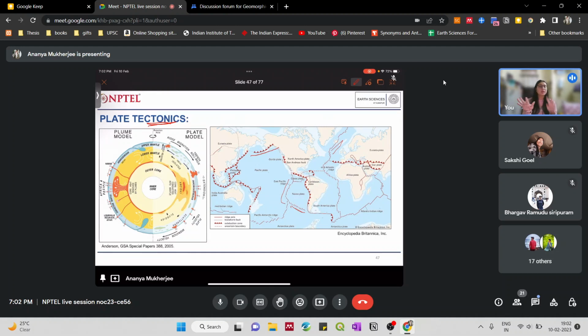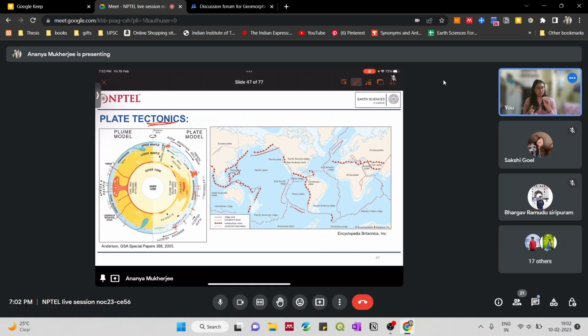Okay, now plume model and plate model are kind of exactly similar, the mechanism is similar, but for the plume model we are considering the mechanism to be a mantle plume. What is a mantle plume? Mantle plume is at a certain place, a molten mantle material is kind of floating on top. It is rising from the mantle and it is coming towards the crust and it domes upwards. Okay, that is a mantle plume.